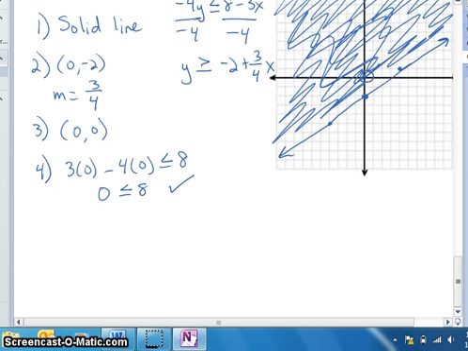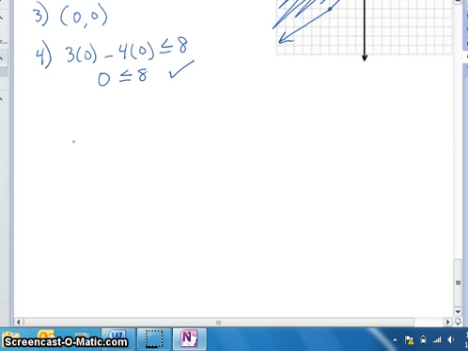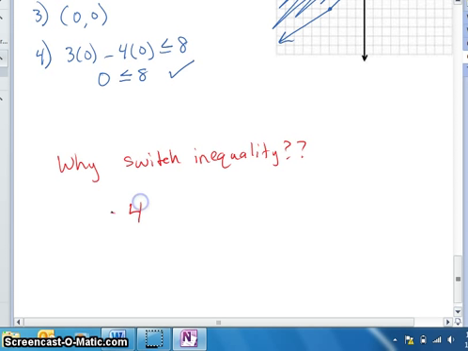Just a little refresher. Why do you switch the sign when it's a negative? Let's look at an example. Let's say I have negative 4 is less than 2. Let's divide by a negative number, so divide by negative 2. On the left-hand side, I have 2. On the right-hand side, I have negative 1. Which one's bigger? The 2. So the sign changes. It changed from here to here. Okay?